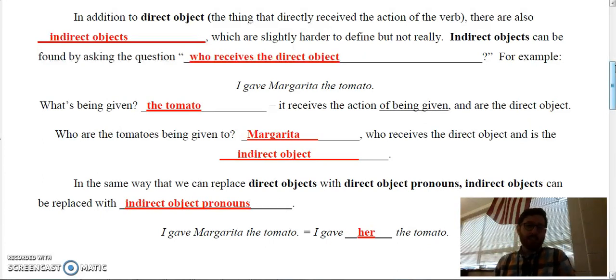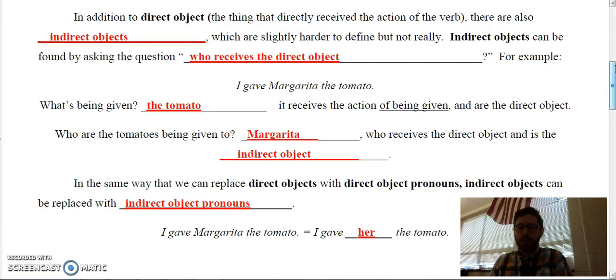Obviously, it's not Margarita that's being given. Like, I'm not picking up Margarita and going to give her to someone else. That is weird. It is the tomato that's being given, right? The actual giving is acting upon the tomato. The tomato is the thing being given. It receives the action of being given, and it is the direct object.